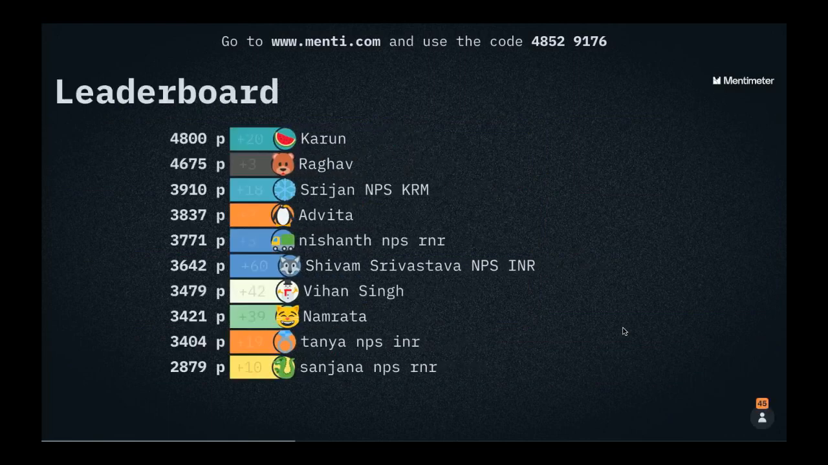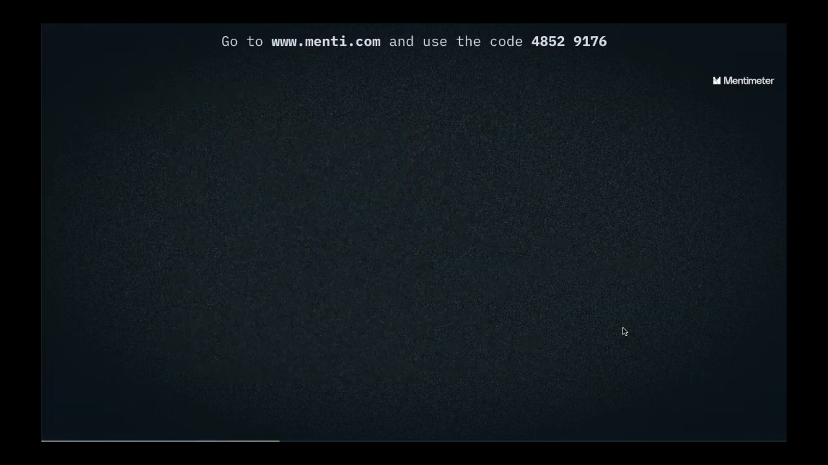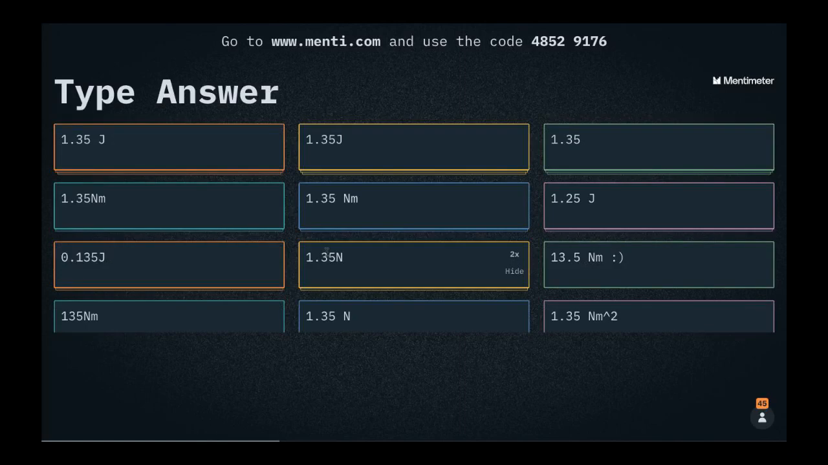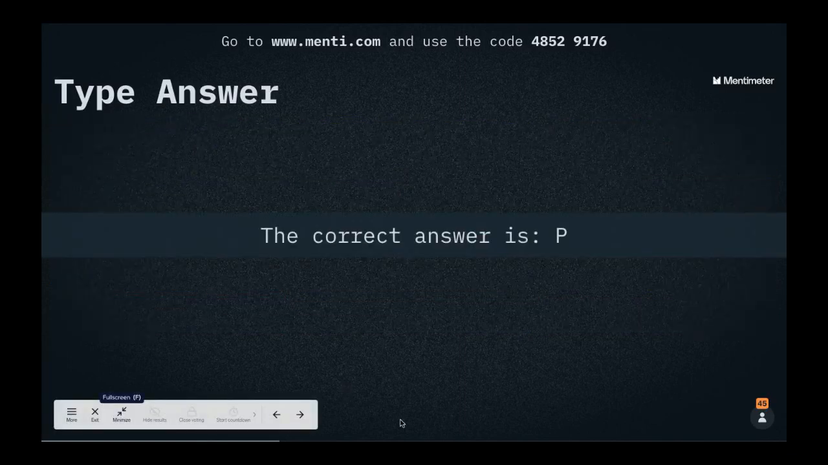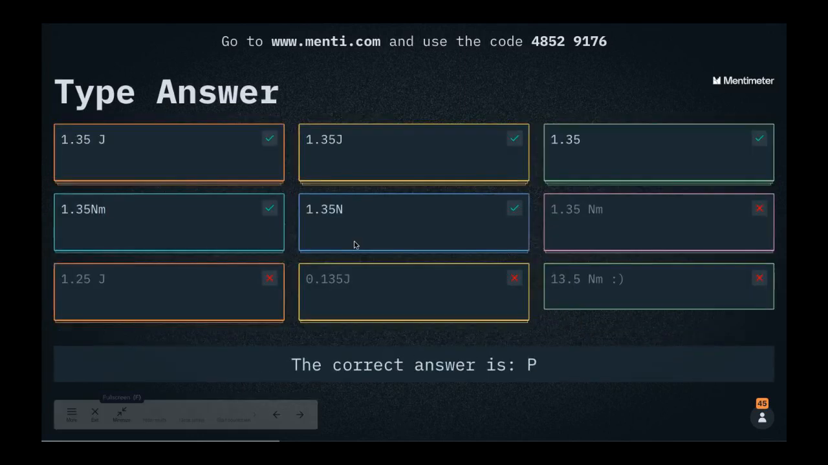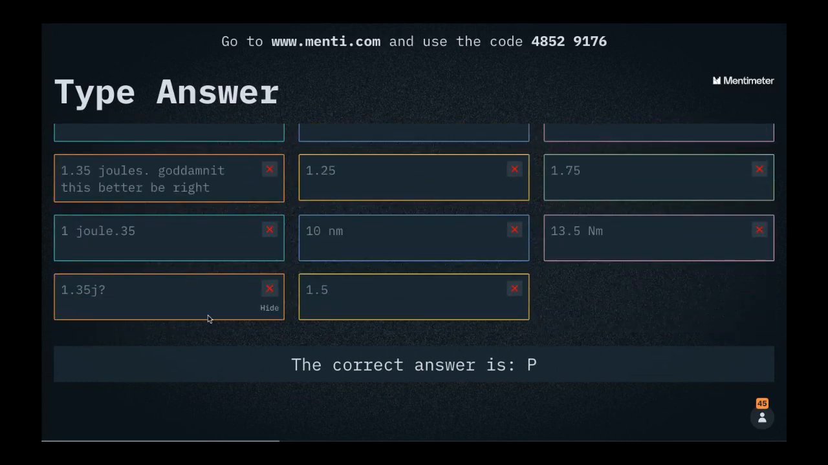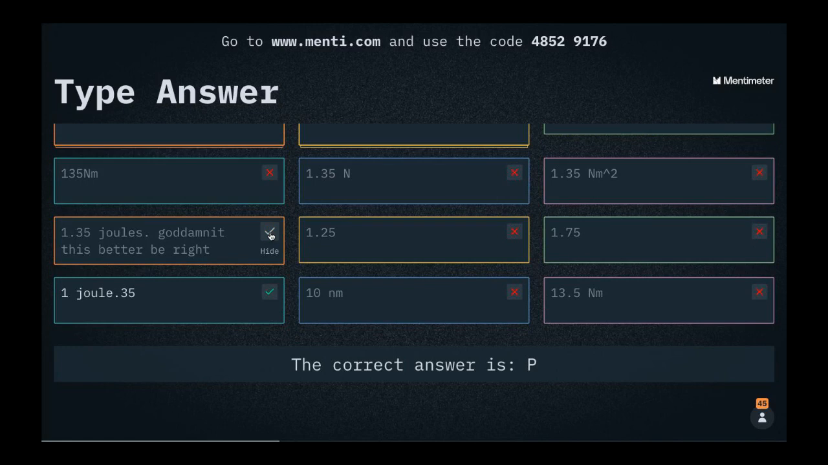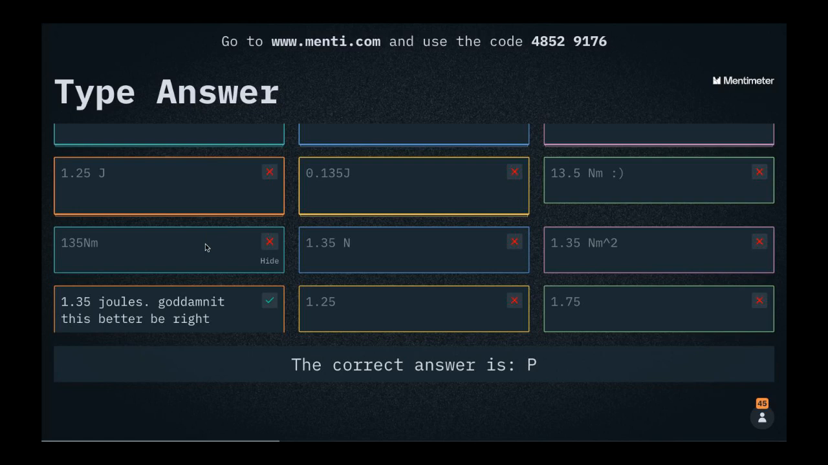Sir, you mark 1.35 newton. I mark 1.35 newton as well. So you didn't mark mine. There are so many people here. 1.35 joule correct, 1 joule 0.35. Sir, it was a mistake. Newton meter square. No, no.